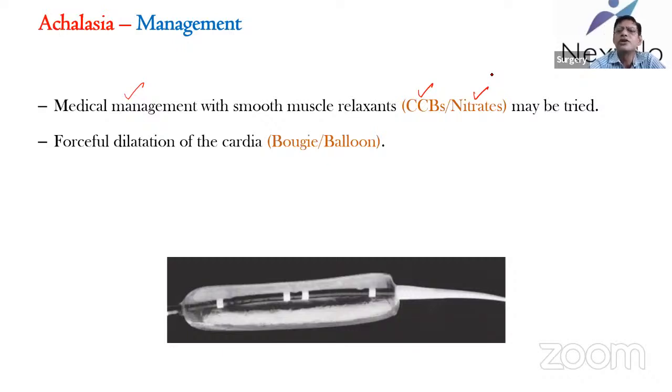This forceful dilation may be done either with the help of metallic bougies. We insert the bougie in that area and we are going to dilate this lower esophageal sphincter. Or we can first insert the balloon dilator and then inflate the balloon, and ultimately this is going to dilate. What you see here in this picture is actually the balloon dilator being used.